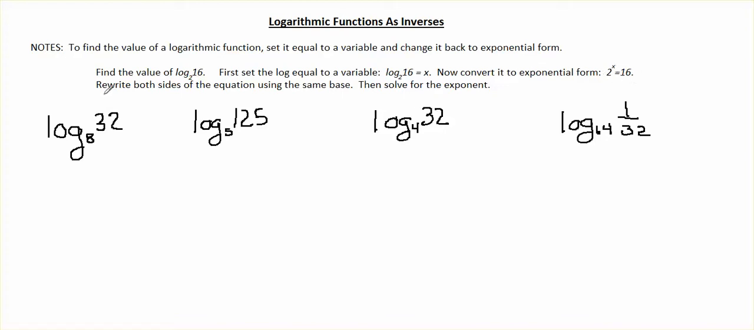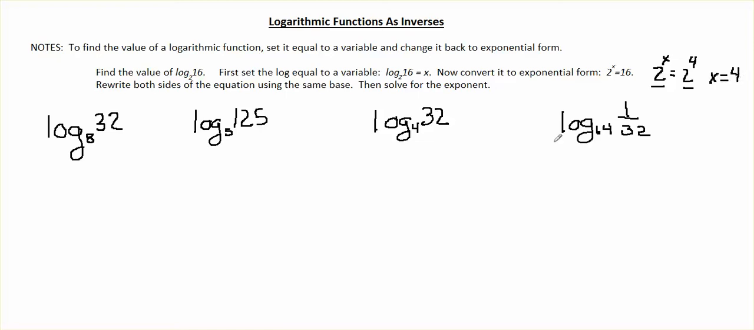We would go ahead and rewrite both sides of our equation using the same base, and then we'd solve for the exponent. So we could take this equation right here and change it to 2 to the x power, and we can rewrite the number 16 as 2 to the 4th power. And if you remember back in chapter 6, if we have two expressions whose bases are the same and they're equal, then their exponents have to be the same. And in this case, x would equal 4.